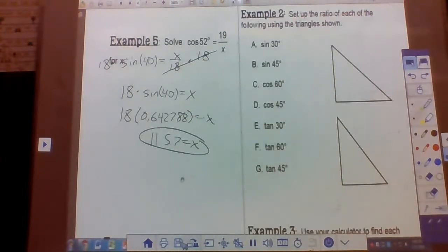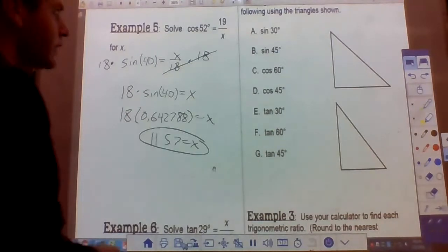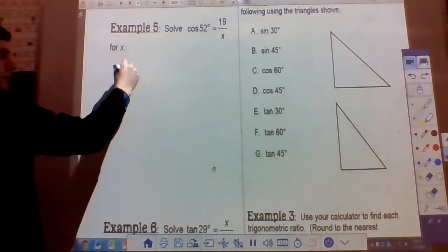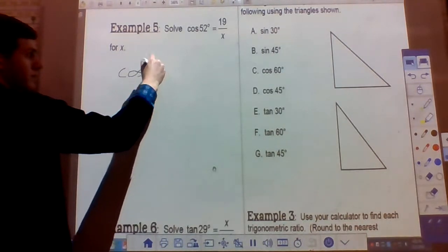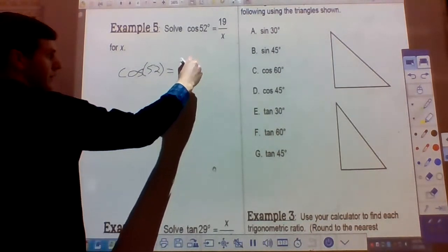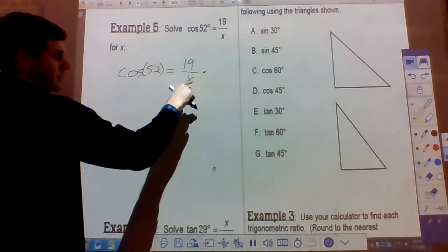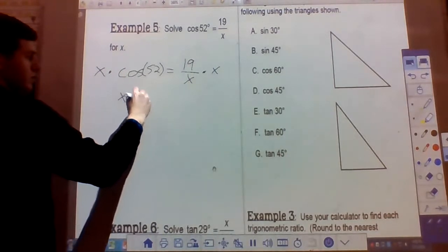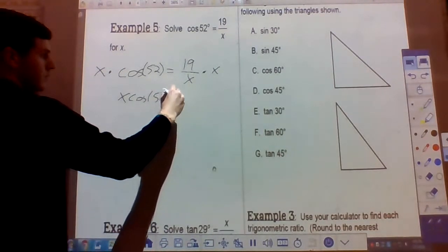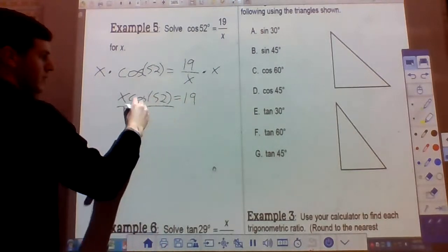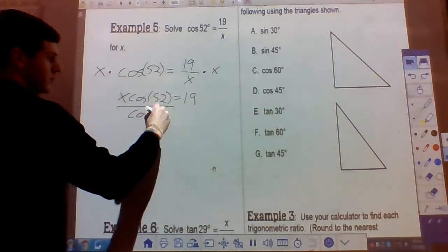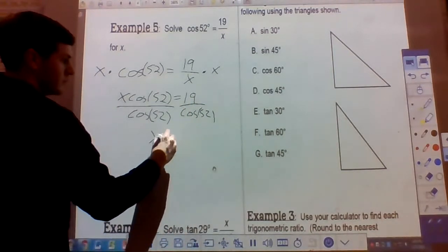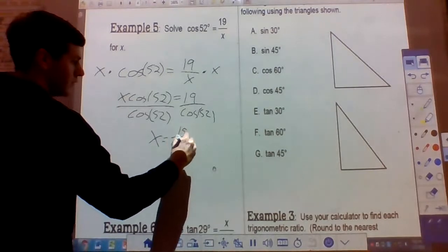Example 5. Okay, we have cosine of 52 equals 19 over x. So we want to get x by itself. Okay, we want to solve for x. So we want to get x out of the denominator, so we multiply both sides by x. So we have x cosine of 52 equals 19. Divide by cosine of 52. We get x equals 19 over the cosine of 52.